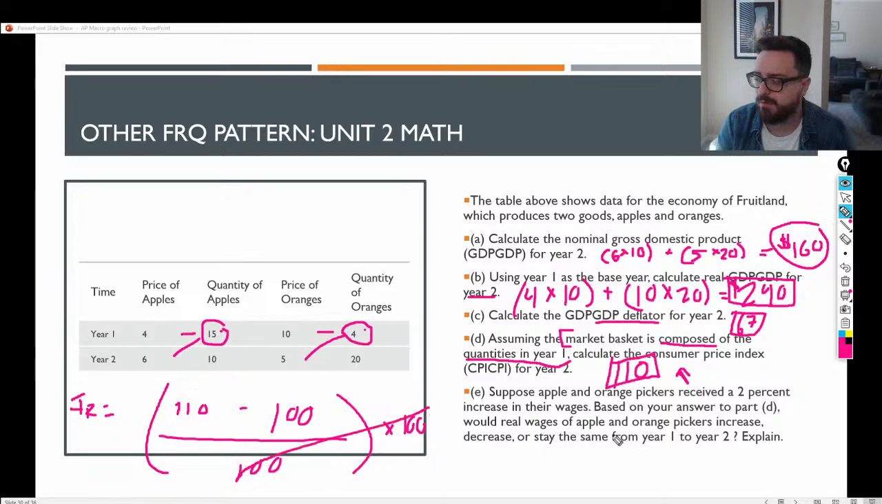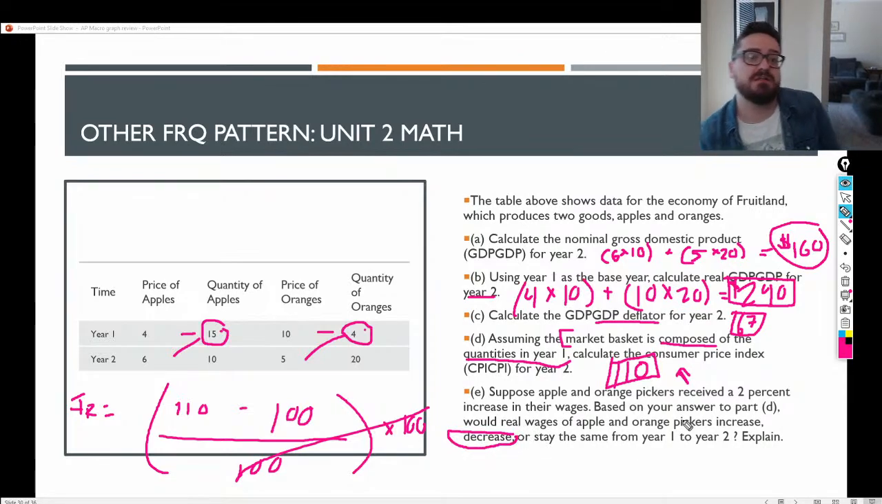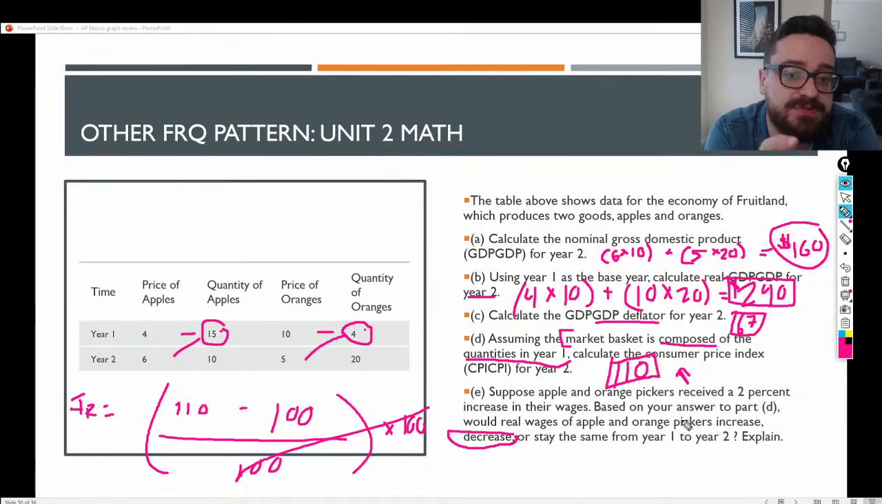110 minus 100 over 100 is 10% inflation. That's not the answer. I need to understand that to find the answer. They are getting paid 2% more. There's 10% inflation. Their real wages are decreasing by 8%, because they're getting paid 2% more. Everything in this economy, which is literally just apples and oranges, but whatever, is now on average 10% more expensive.